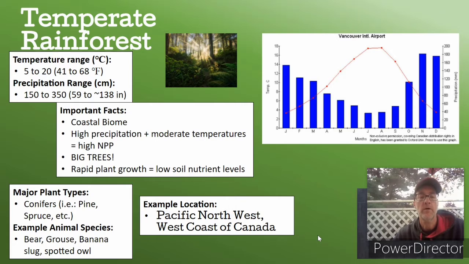Things you can find there, organisms, banana slug, which is, if you Google that, a pretty interesting looking organism. There's actually, University of California, Santa Cruz, that's their mascot. Spotted owls, which are an endangered species.